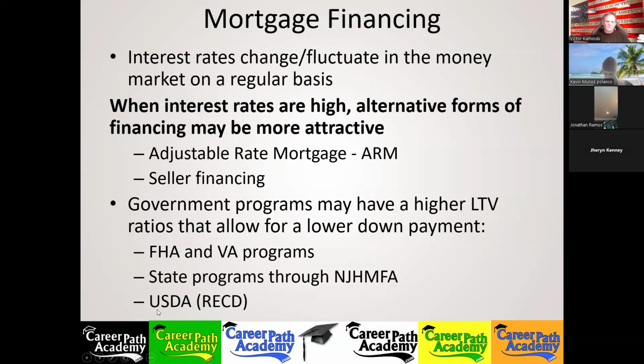They also have programs from the USDA. Yes, the USDA, those ones that inspect our meats and foods and stuff. They have something called the REC-D, the Rural Economic Community Development, where they give loans to people who live in rural areas, not just to farmers, but people who live in rural areas. It could even be on Indian reservations or just people who live in rural areas. You could get 100% financing from them even today, and they do lend directly.